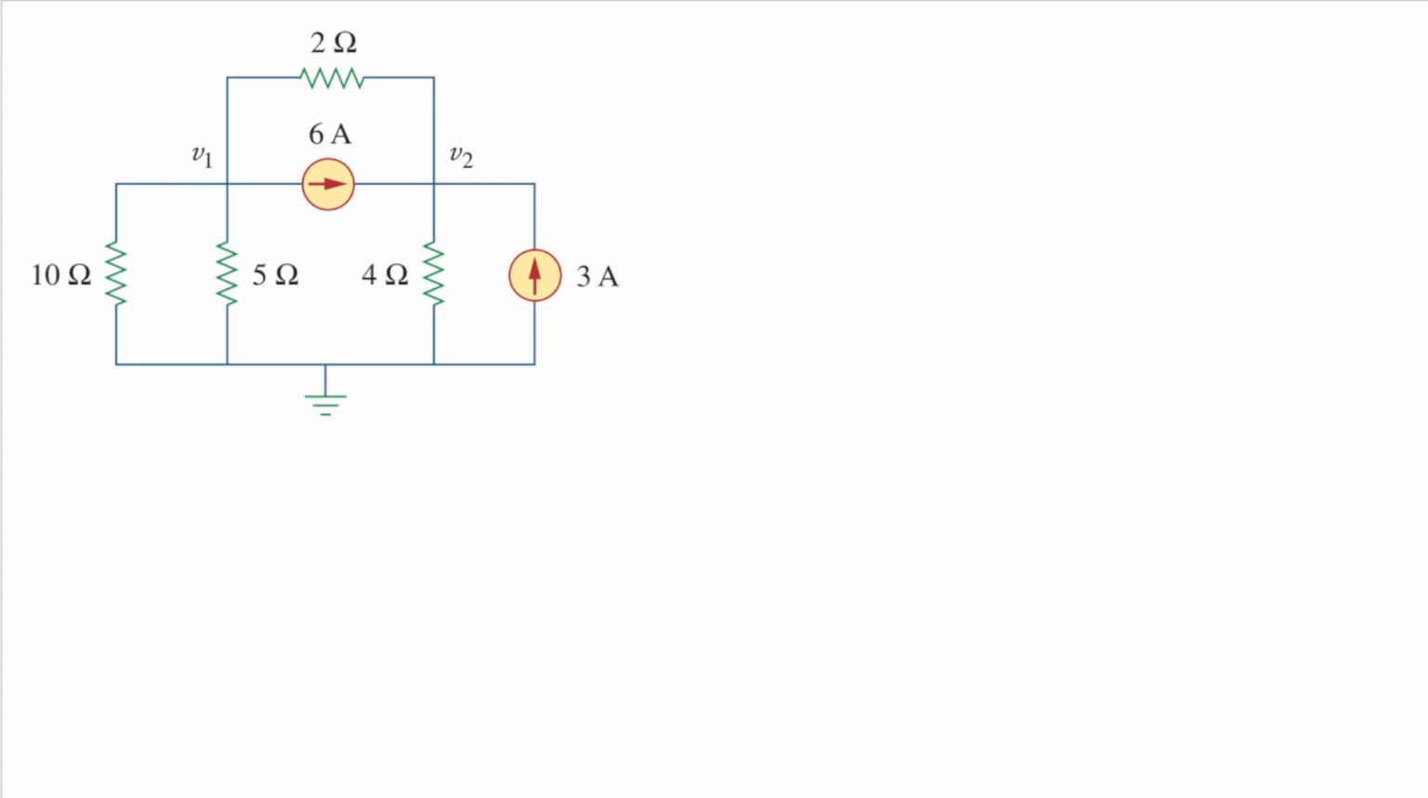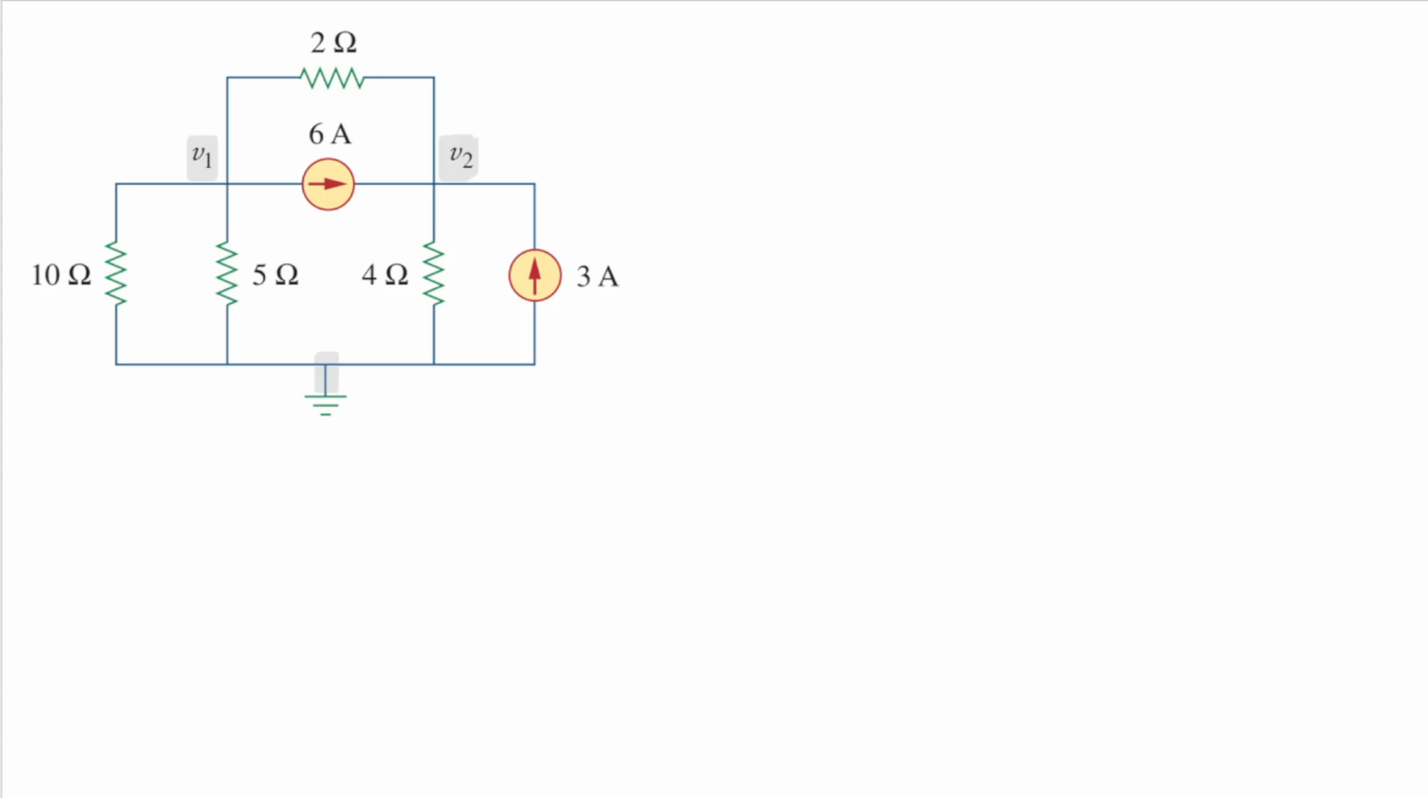Hello, in this video, I will explain how to find V1 and V2 in this circuit by using nodal analysis. So what are V1 and V2? V1 and V2 are this voltage here and this voltage here relative to the ground. Okay, so we have three nodes here: node V1, node V2, and the ground.